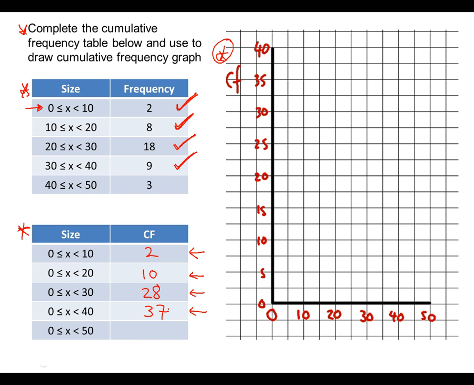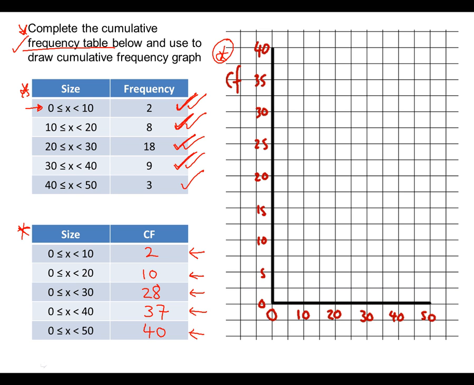So now we have one more box to fill in, the bottom one. The bottom box says what's between 0 and 50. Well, between 0 and 50 is basically everything now. It's between 0 and 10, 10 and 20, 20 and 30, 30 and 40, and it includes this bottom box, 40 to 50. So all of the boxes get added up this time: the 2, the 8, the 18, the 9, and the 3. When we add all of those up, we will get 40. So we've now filled in the cumulative frequency table, and we've done the first part of the question.